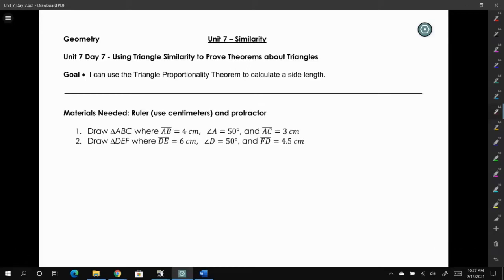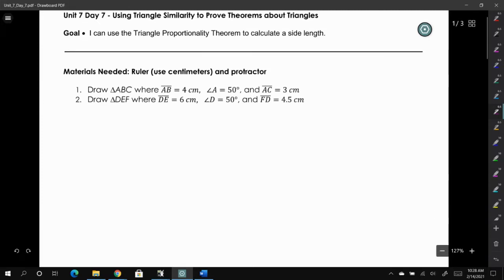Previously, we talked about proving two triangles similar using the angle-angle theorem and the side-side-side similarity theorem. Today, we're going to talk about another one called side-angle-side similarity, which again is different than side-angle-side congruence.